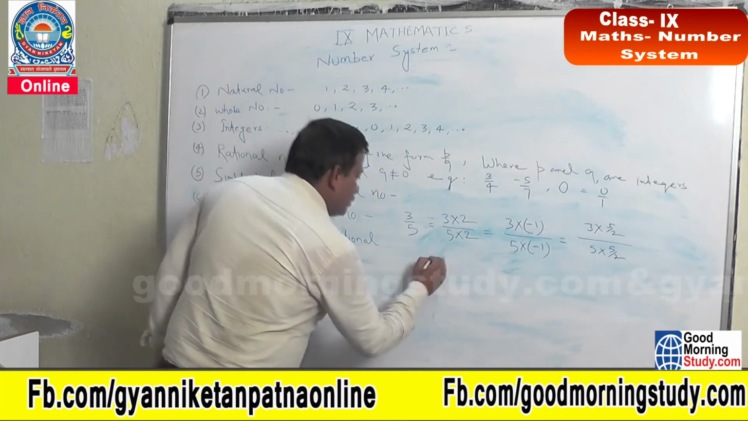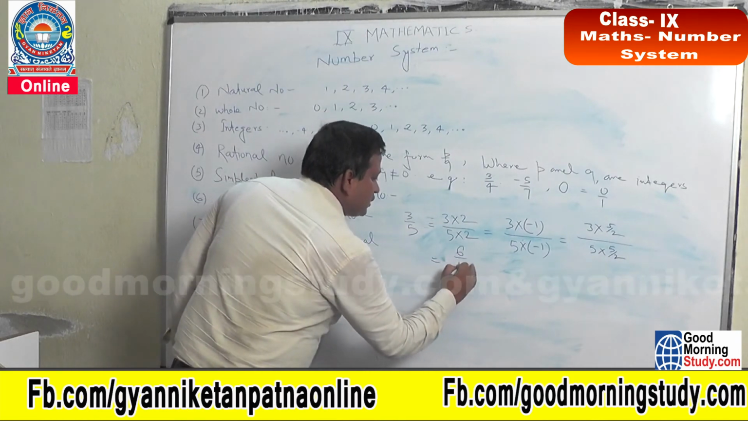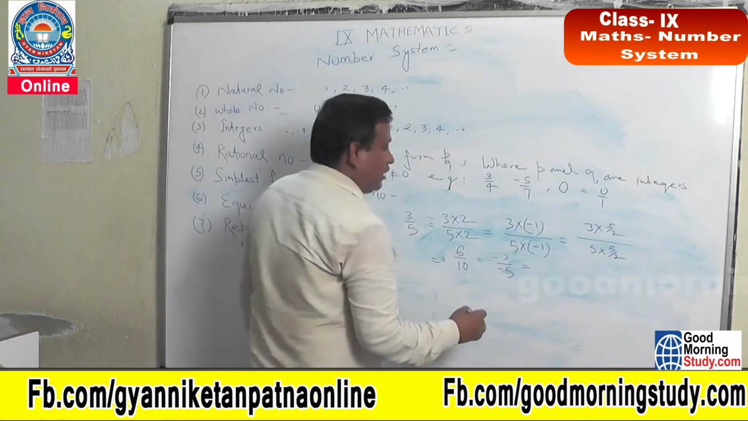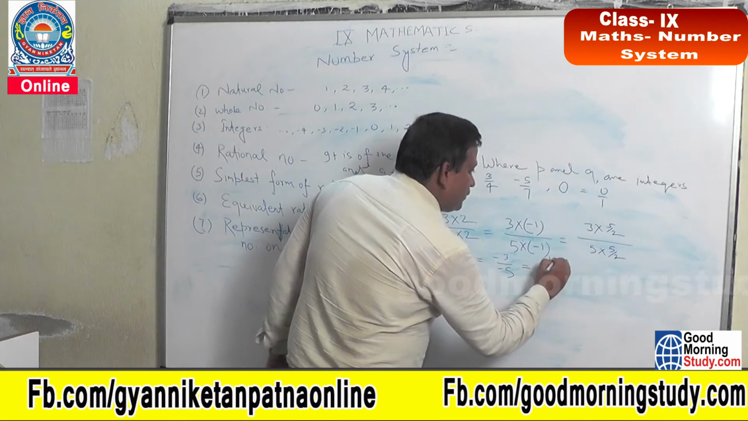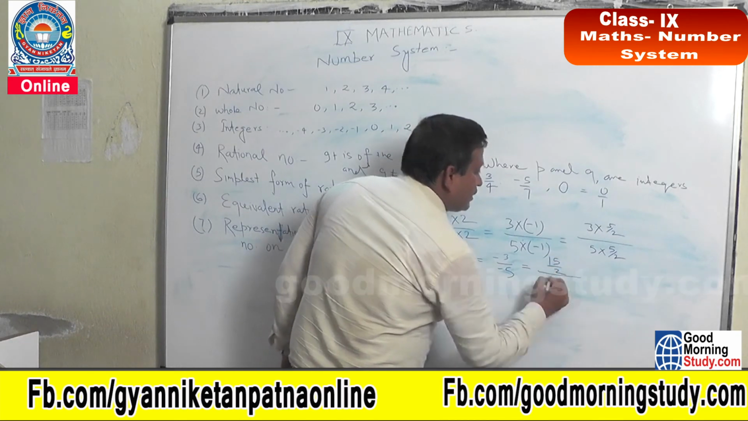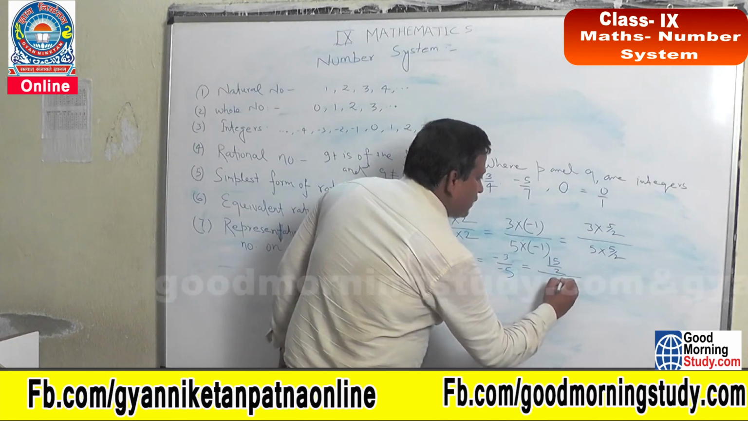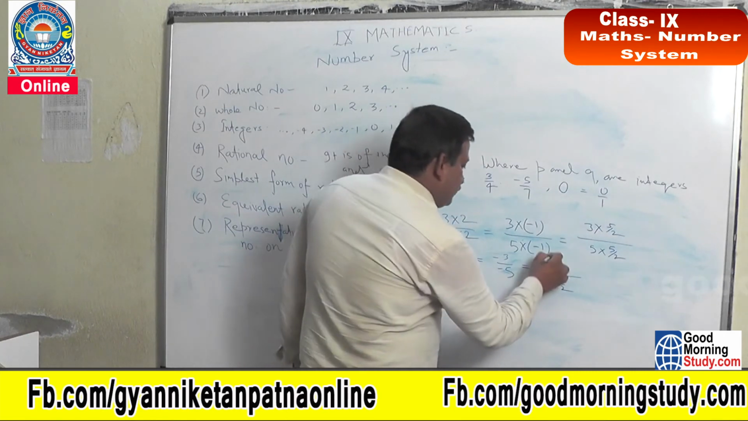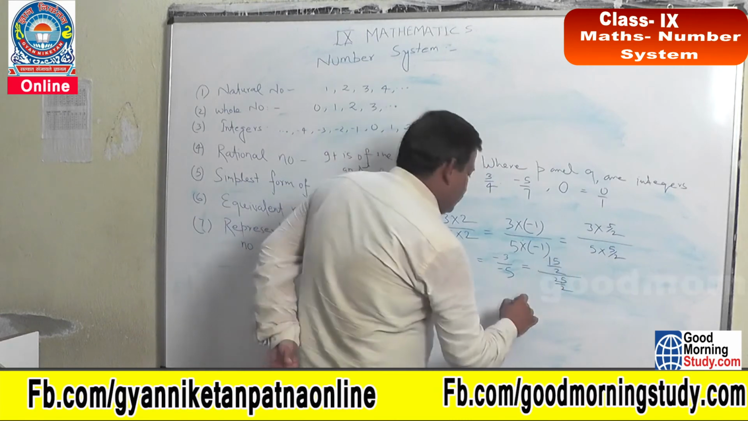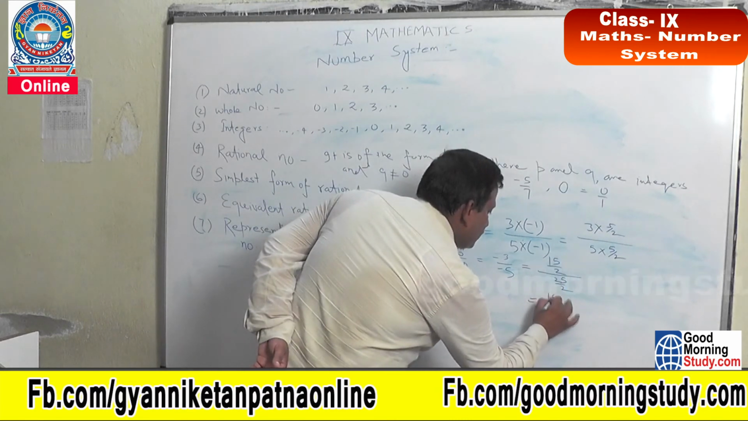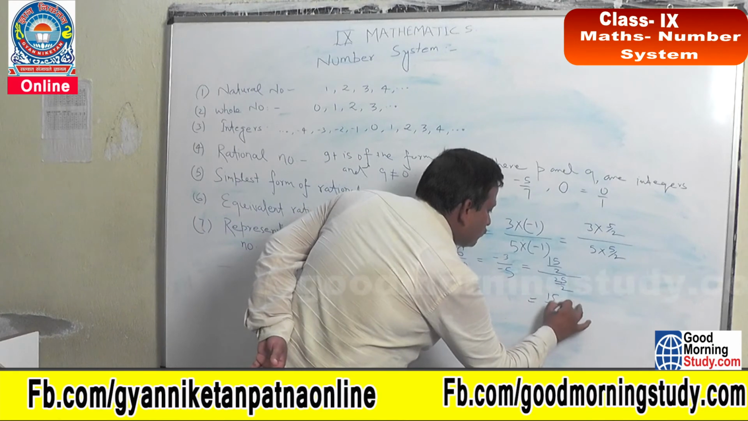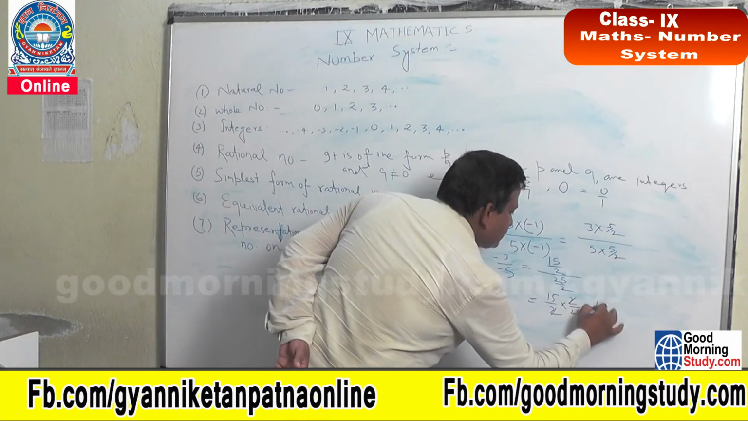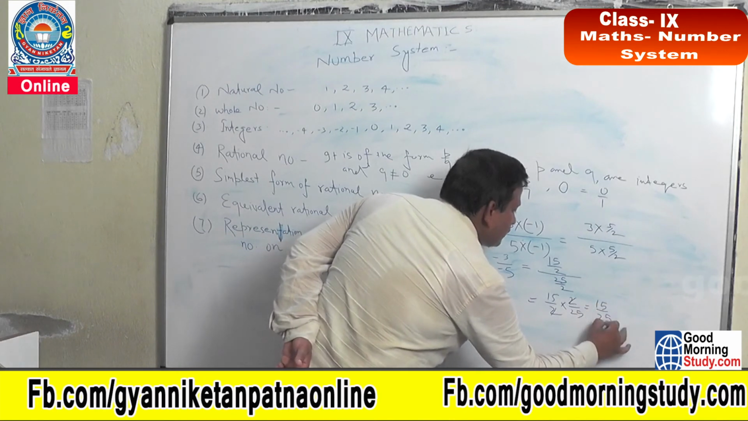And after that, what is coming? 6 by 10. This is coming minus 3 by minus 5, and this is coming 15 by 2 divided by 25 by 2. And this you can simplify. This term you can simplify, 15 by 2 divided by 25 by 2. So 2 cancels, and this you can write as 15 by 25.